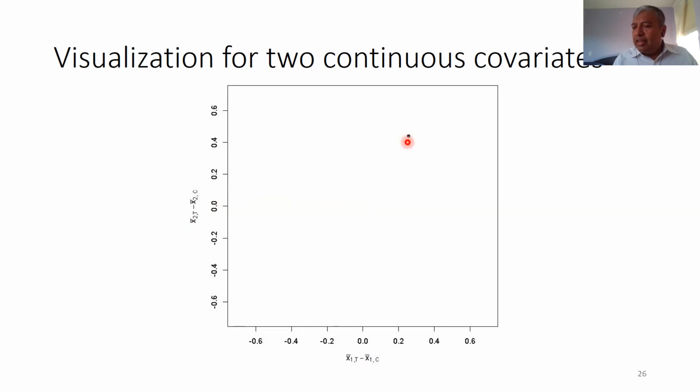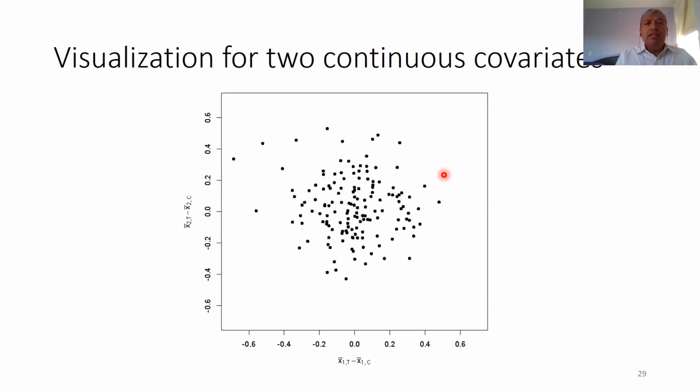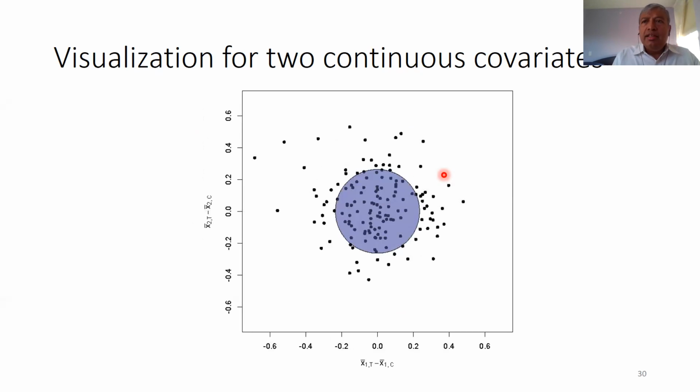So a point on this two-dimensional graph would indicate one possible assignment. This is where you have the difference of the first covariate between the two groups, and this is the difference of the second covariate between the treated and control groups. So each of these points would represent one assignment. There could be several assignments, and then you could decide that there is a certain region which would be considered as an acceptable region, right?